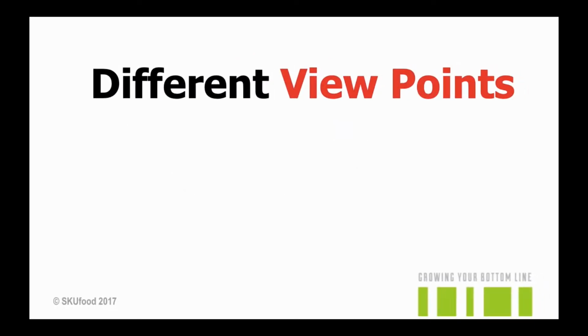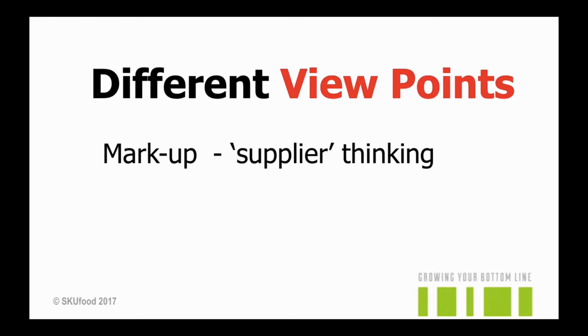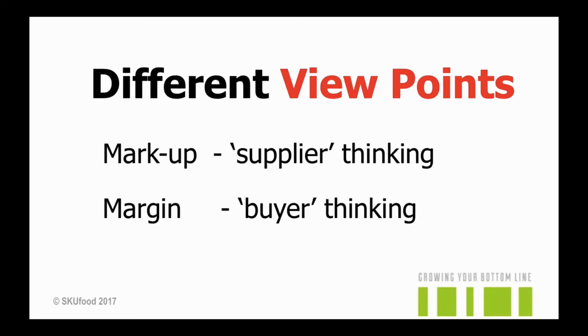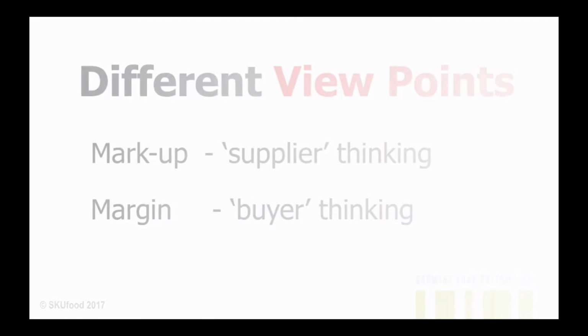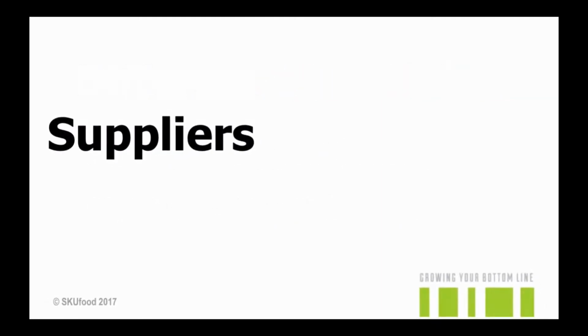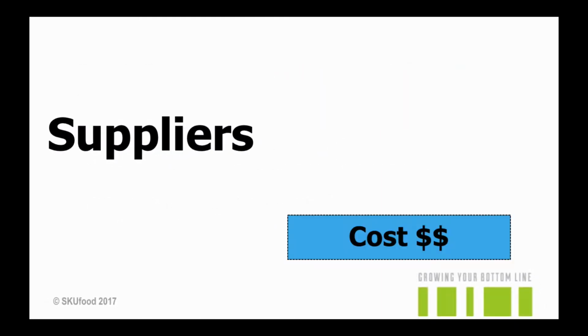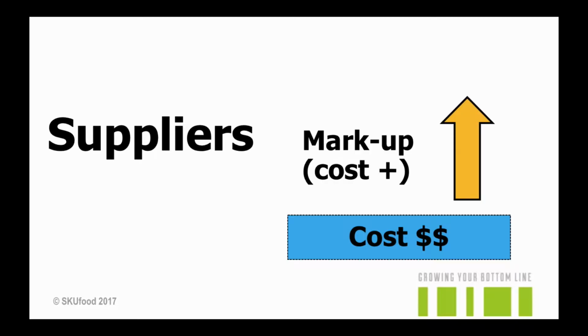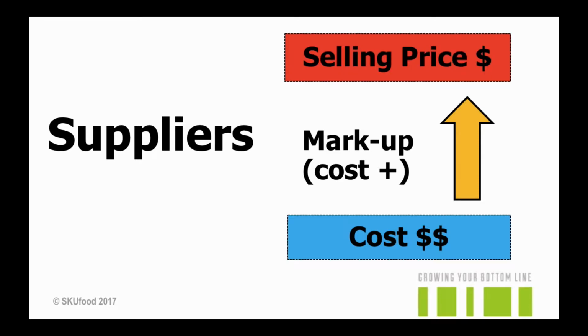There are different viewpoints here. Markup is supplier thinking. Margin tends to be buyer thinking. And we're going to explain those. Suppliers think from cost. They have the cost of their product, then they have a markup that they put onto that cost, and they come up with a selling price, the price that they want to sell to their customer.